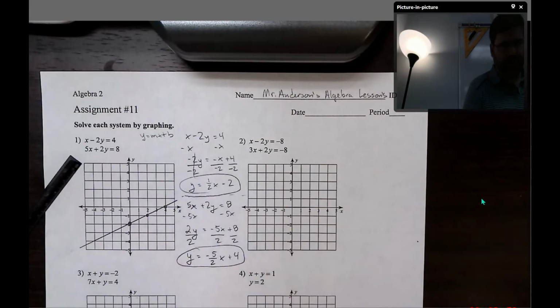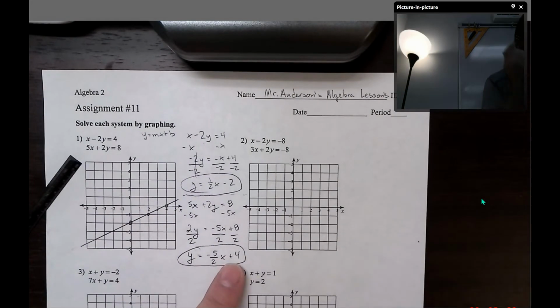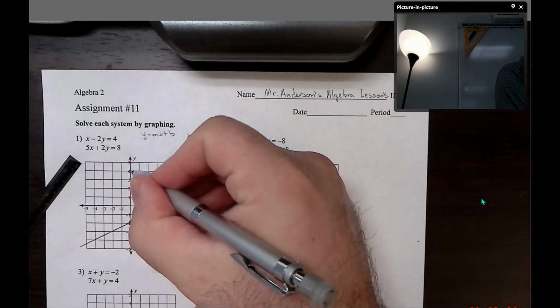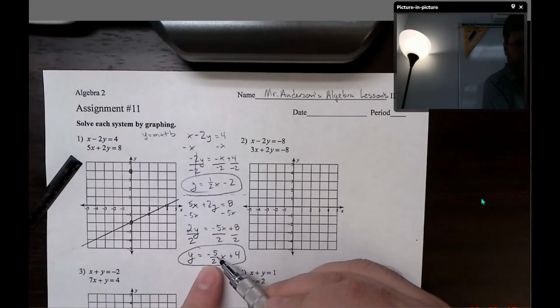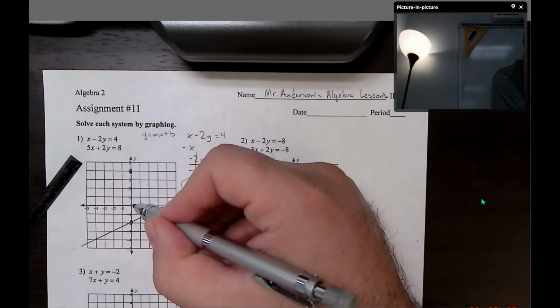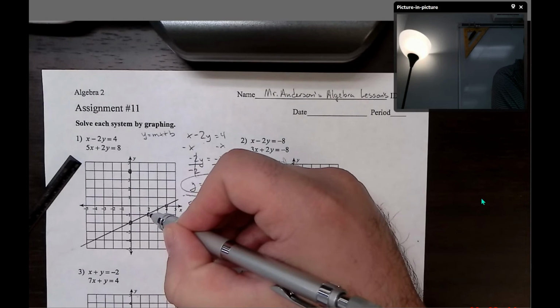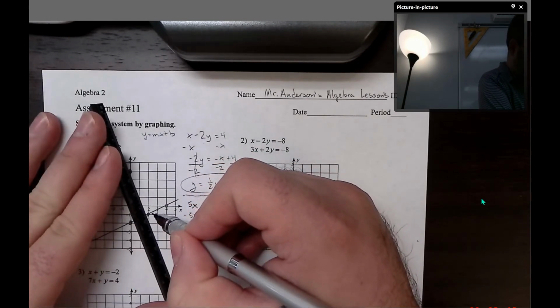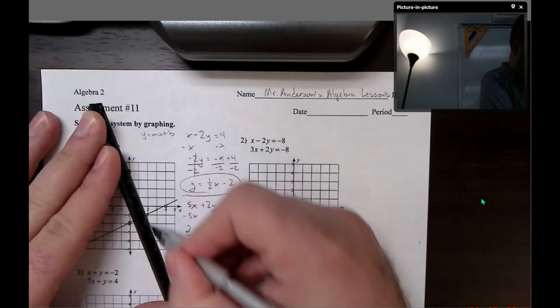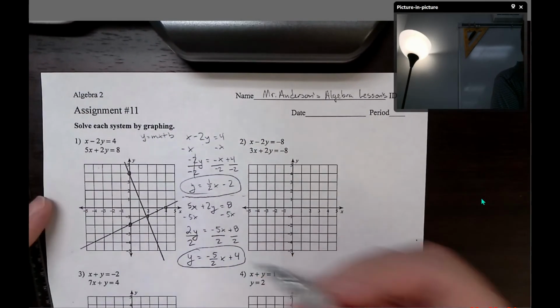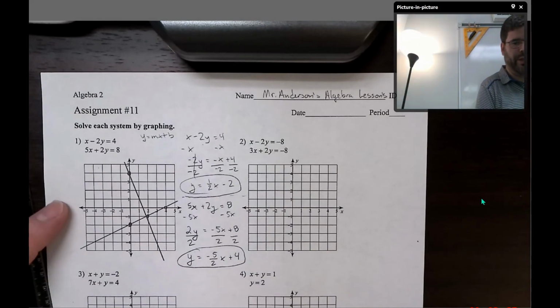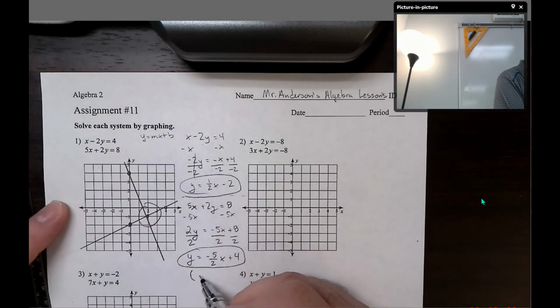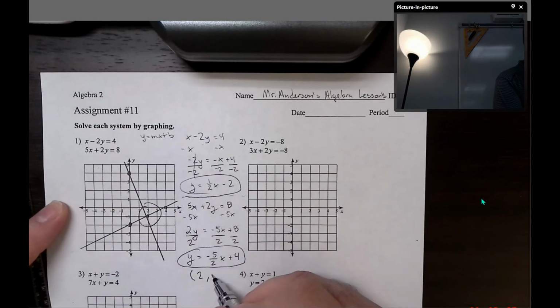So there's my first line, and for the next one I have 4, so positive 4 for the y-intercept, and it looks like I go down 5 and over 2. So 1, 2, 3, 4, 5, over 2. Oh, that's convenient that that is where it lands. So I'm going to draw my line there. And it looks like the solution to my two equations is this coordinate point right here, which is x equals 2, y equals negative 1.